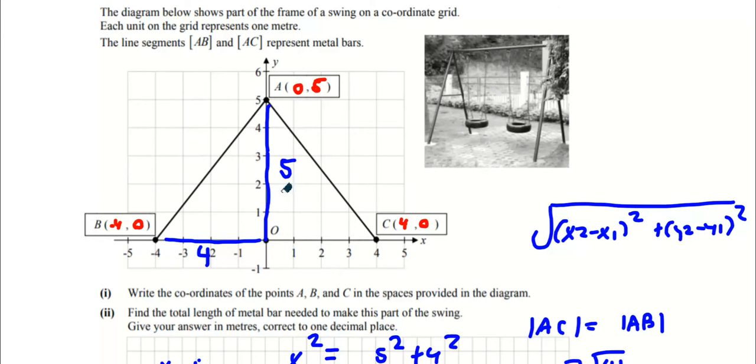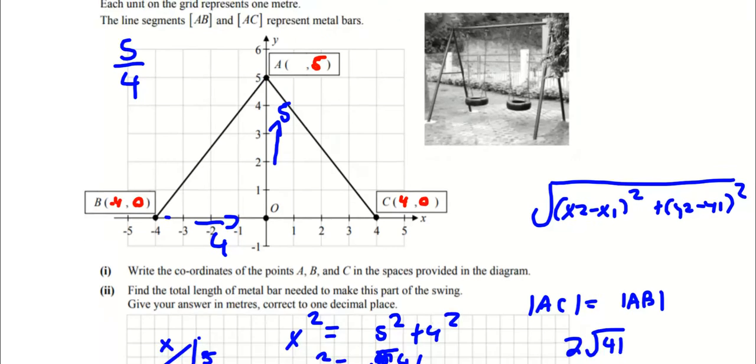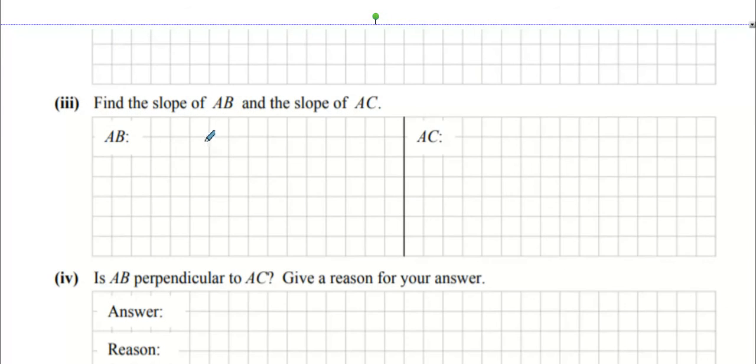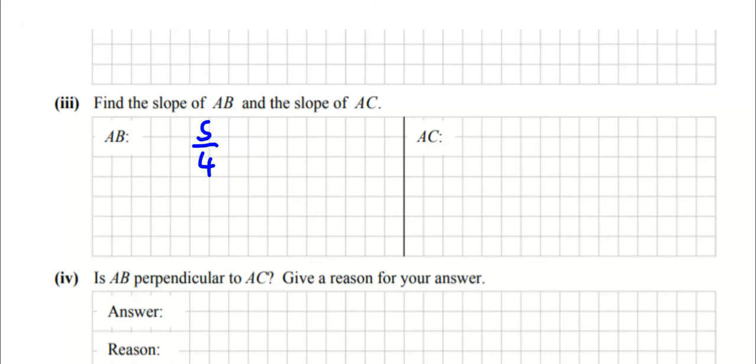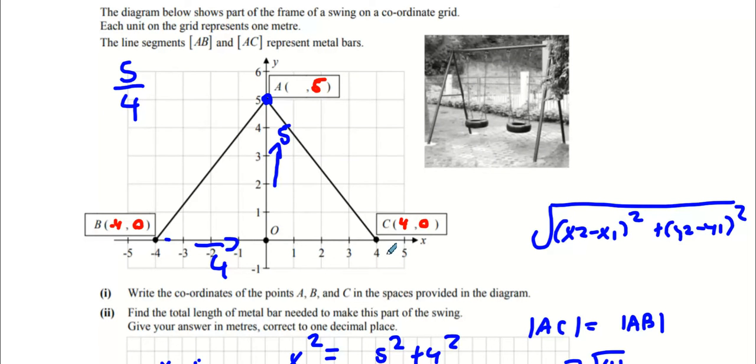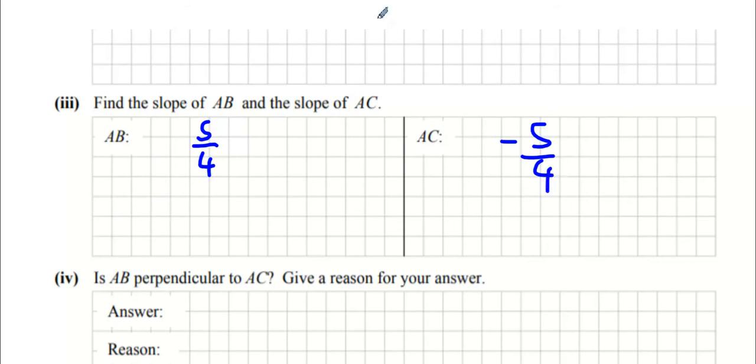Well, I could do the slope formula, but it's pretty much done for me. It goes 4 across 5 up. So the slope of AB is rise over run, which is 5 over 4. Slope of AC, start off at A, go down to C, is down 5 across 4. And that's a slope of minus 5 over 4. You could always do the slope formula, as I said, and use the 2 points, but I'm getting a bit lazy this time of year.